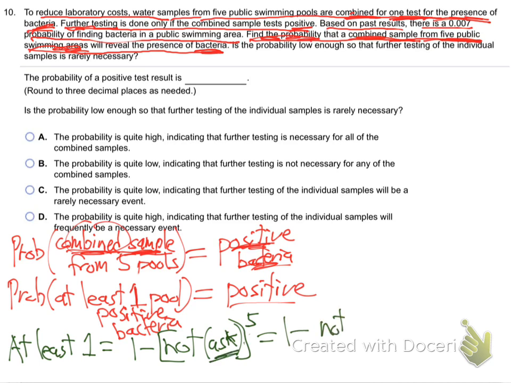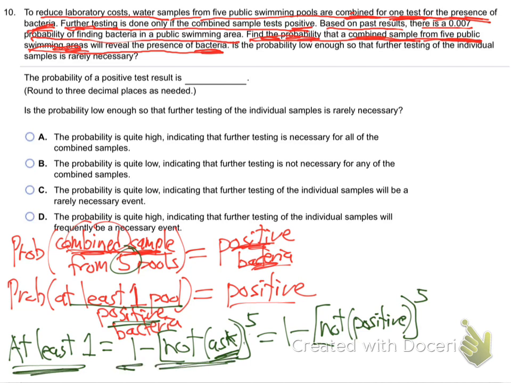What are they asking? At least one pool positive. So not positive to the 5th power. 5th power because there's 5 pools in the one combined sample. Right? That's how at least ones work, right? We take at least one, it's 1 minus not times not times not times not, 5 times. So we just do 5th power here.